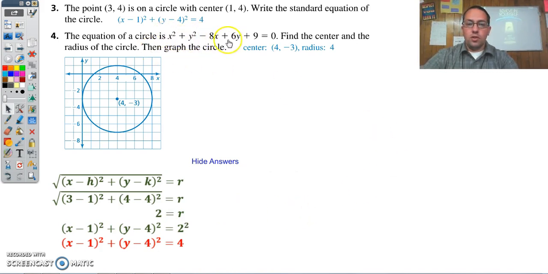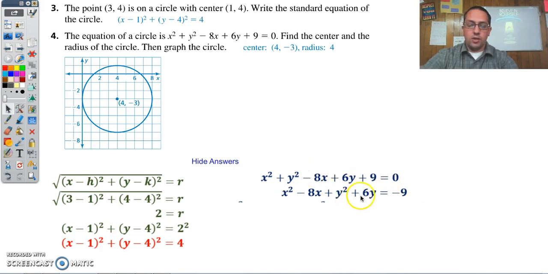Number 4, here we go. We got this loveliness, and we need to make it standard equation. Remember, we do this with completing the square. So we start with the equation it gave us. Move the 9 to the other side, so we're going to subtract 9, and we're going to group the x's together, and we're going to group the y's together. Now we complete the square. So we're going to take 1/2 of the -8 and square it. Half of -8 is -4. -4 squared is 16, positive 16. Half of 6y, half of the 6 is 3, and 3 squared is 9. So we're going to add 16 to both sides.